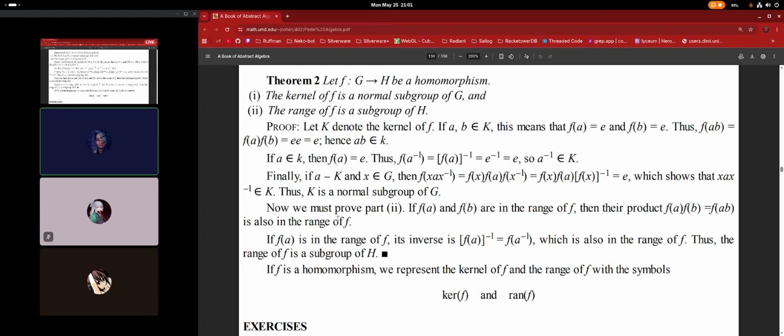Now we must prove part 2, which is to say about the range, which I forgot what it is, but I think it's going to mention here. If F of A and F of B are in the range of F, then their product, blah blah blah, is also in the range of F. Can somebody remind me what the heck is the range of a function?